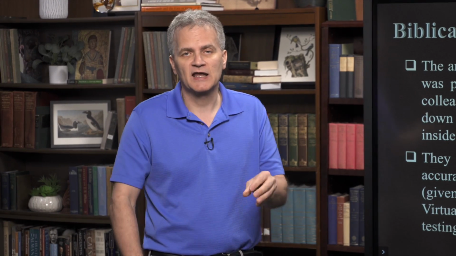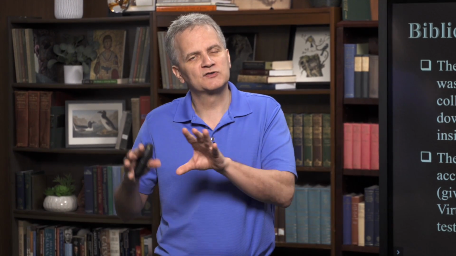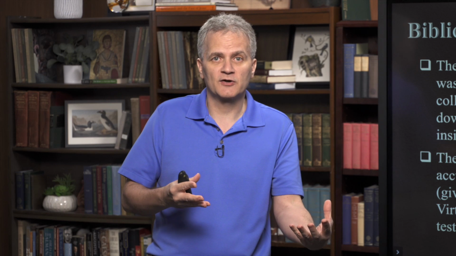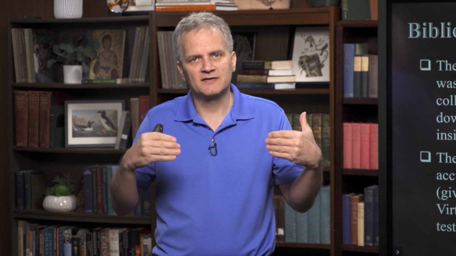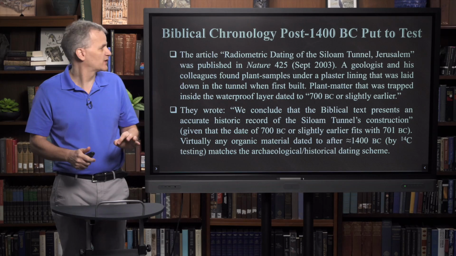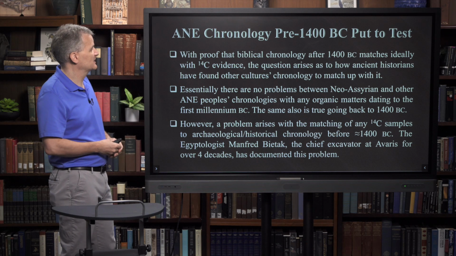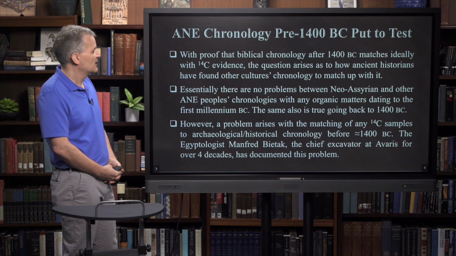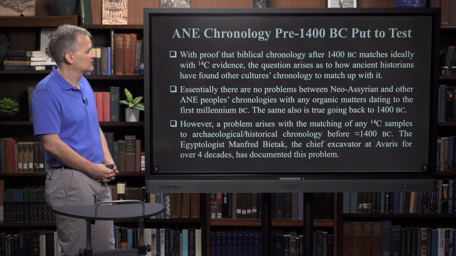So these are two examples, in 1000 BC and in 700 BC, examples that show that the Bible, with its chronological record, and the secular study of radiocarbon evidence from matter that dies and decays at a very consistent rate over time, that evidence holds up to verify that after 1400 BC, the two match very well. With proof that biblical chronology after 1400 BC matches ideally with carbon-14 evidence, the question arises as to how ancient historians have found other cultures' chronology to match up with it.